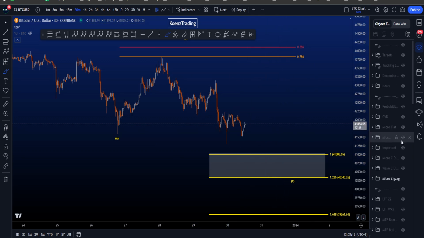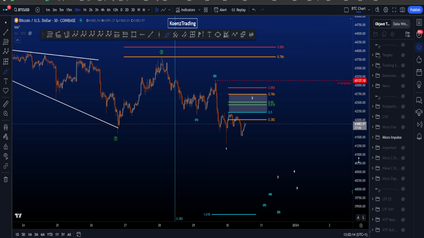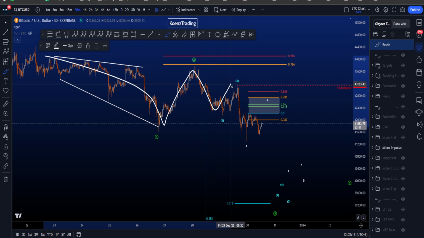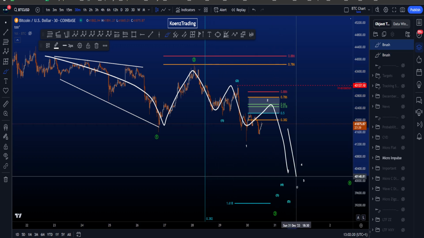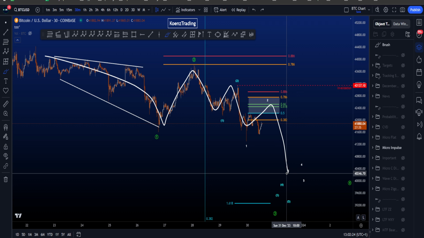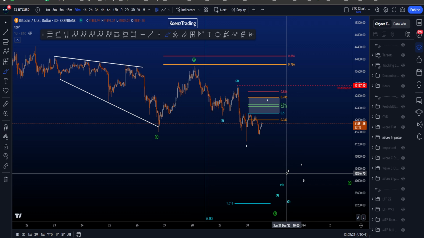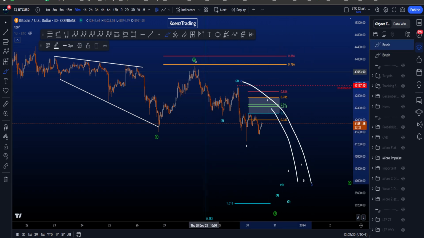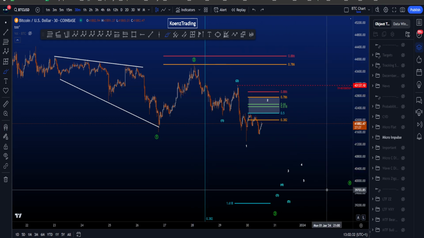Now let's go through these one by one, starting with the impulse to the downside here, where we're then looking for 1-2, 1-2, 1-2, and then you get a big 3 to the downside. That is what we want to see, a very big high volume wave 3 to the downside, because it's going to be a wave 3 in white, over wave 3 in blue, over wave 3 in green.